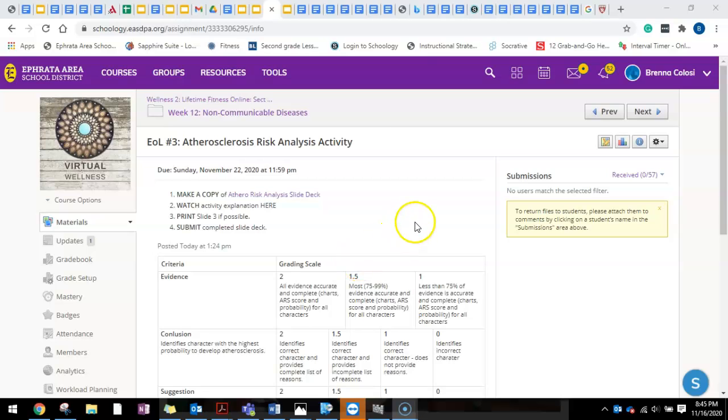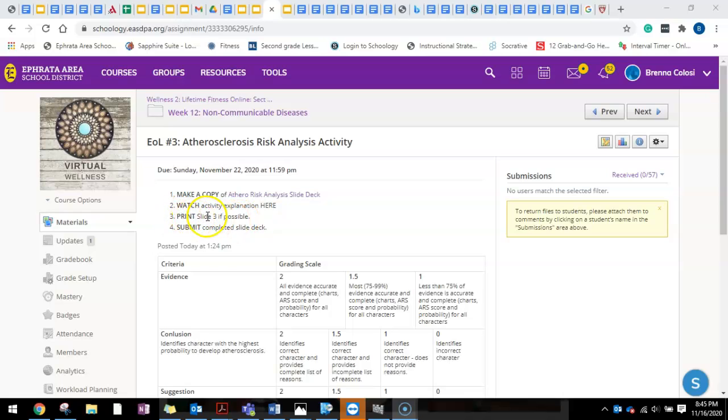Okay, I'm going to quickly review the atherosclerosis risk analysis activity with you when you are in Schoology. You need to make a copy of the slide deck. It says watch activity explanation here. That's what I'm currently recording now.